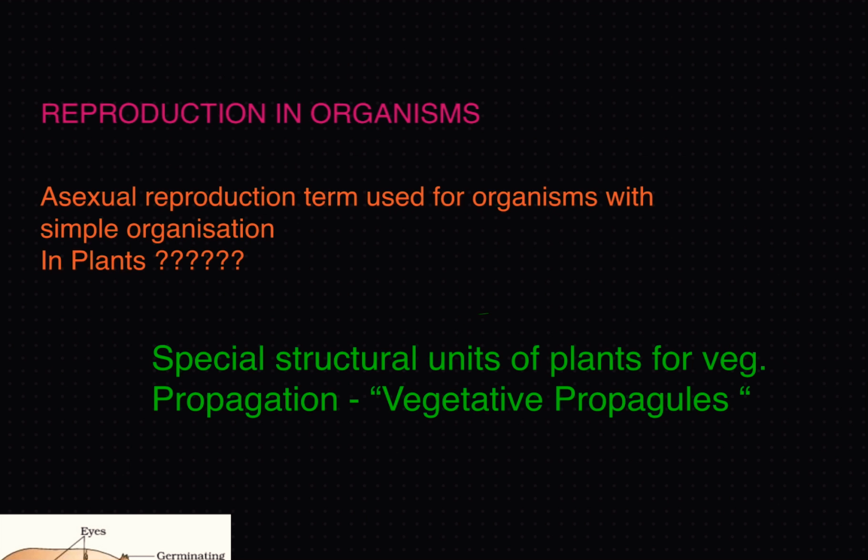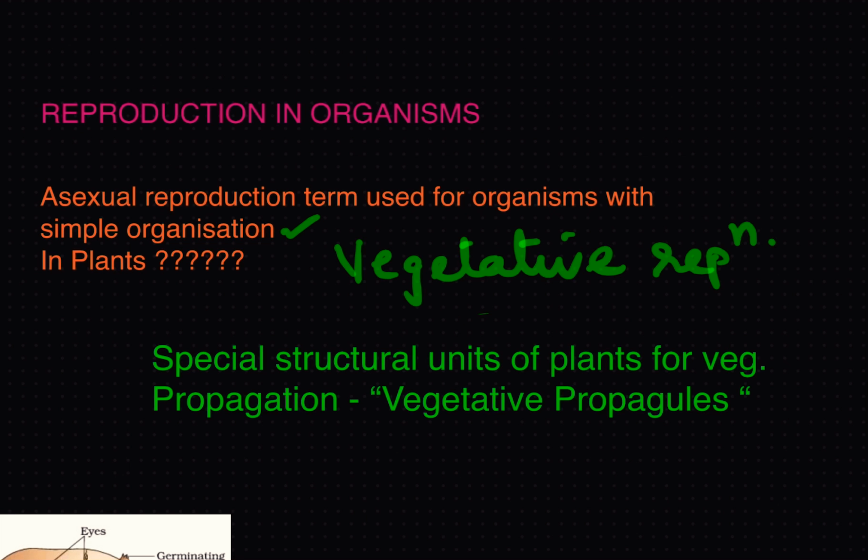The term asexual reproduction is used for organisms with simple organization. Yes. Then what is vegetative reproduction? Vegetative reproduction is a term used for the asexual mode of reproduction observed in plants. Right? So, what is meant by asexual reproduction? In asexual reproduction, there is involvement of only a single parent, right?